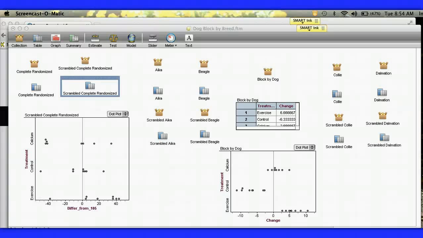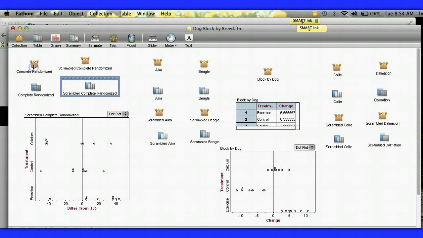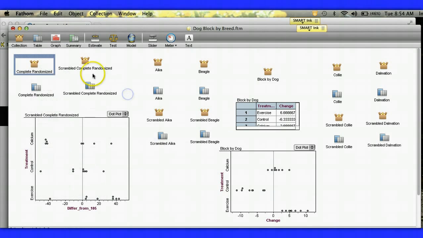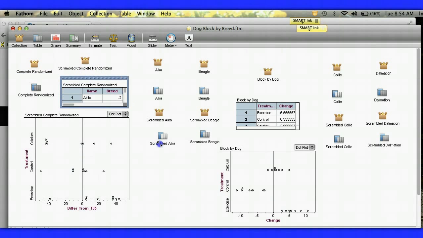In our chapter on experimental design, we looked at the dog blocking example where we asked which treatment works best: calcium, exercise, or maybe neither of those works well. Here we can see I did a completely randomized design to randomly assign the treatments to the pets. I did what's called scrambling the attribute, so you can scramble attribute values. And when I did that, this is what I got.